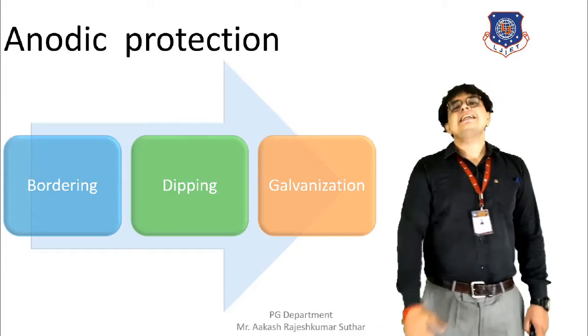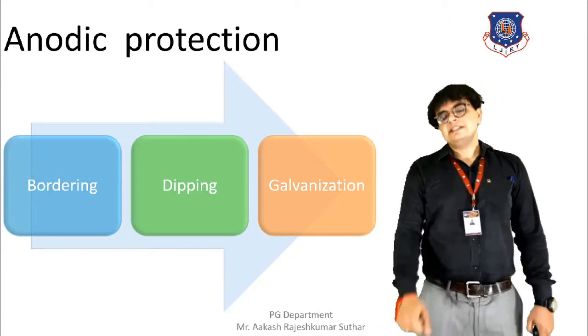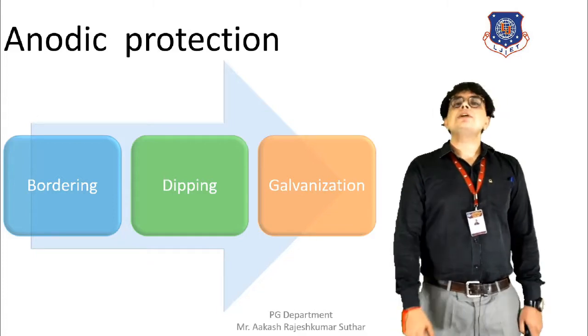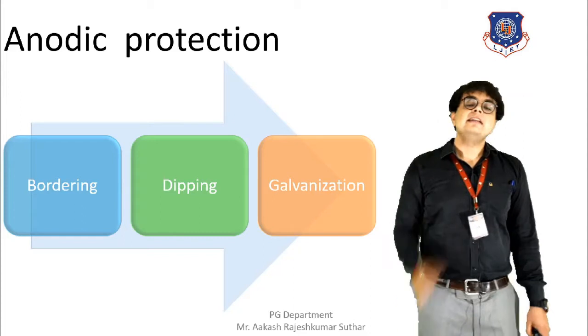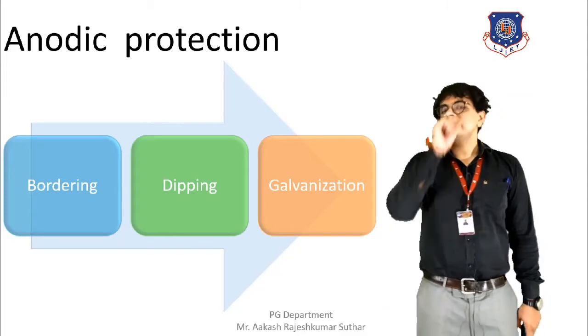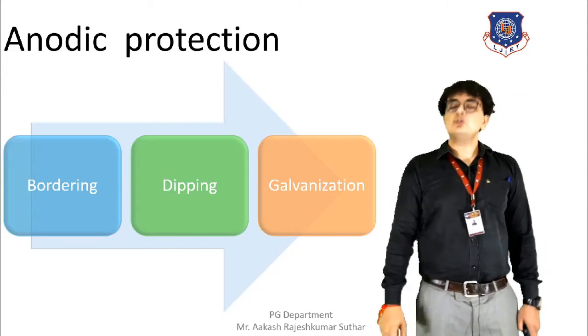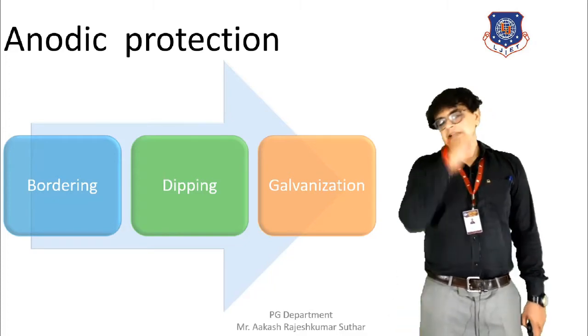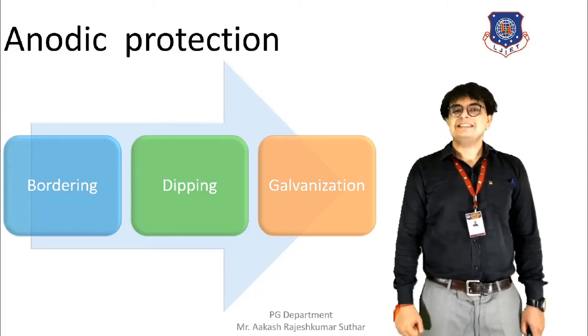And after that, the galvanization of that rod takes place by applying zinc on the outer surface of the metallic rod. In this way, the anodic protection is being done, and as a result of this, the corrosion on the metal will be prevented. This is how anodic protection takes place.